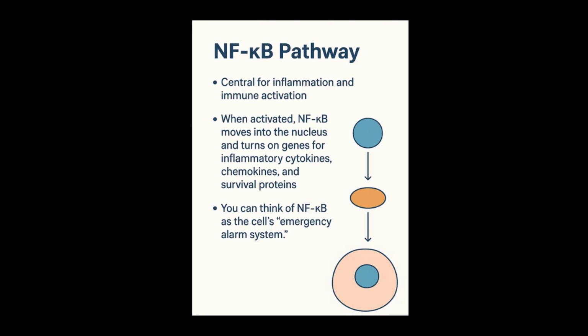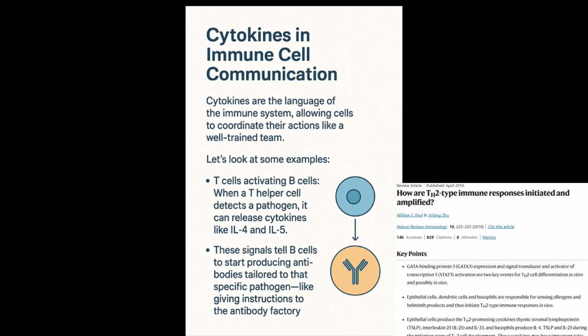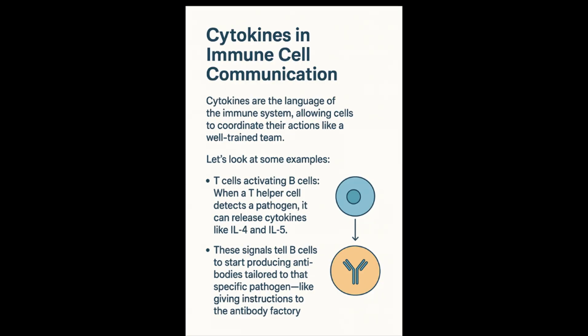When activated, NF-kappa B moves into the nucleus and turns on genes for inflammatory cytokines, chemokines, and survival proteins. You can think of NF-kappa B as the cell's emergency alarm system. So by using these pathways, cytokines precisely control immune cell behavior, ensuring that the right response happens at the right time and place. Now let's look at cytokines in immune cell communication.